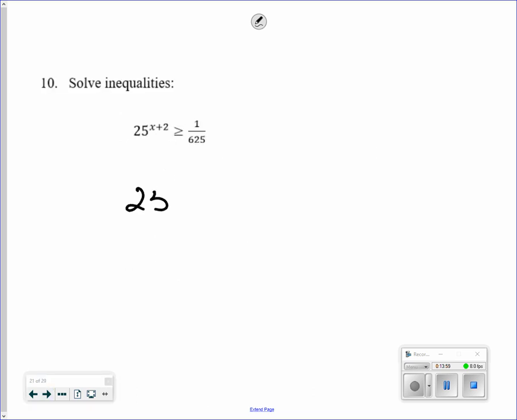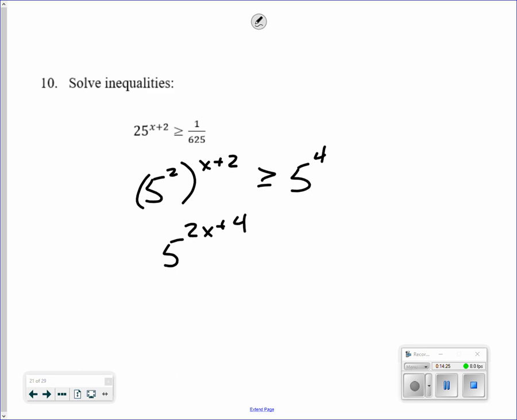Again, if I can get the bases to be the same, this is an inequality. 625 is, breaking this down a little bit further. Sorry about that. This would be 5 to the second. 625 is actually 5 to the 4th. So now, 5 to the 2x plus 4 would be greater than or equal to 5 to the negative 4th. Sorry about that. 1 over 625. 625 is 5 to the 4th. So 1 over that would be 5 to the negative 4th.